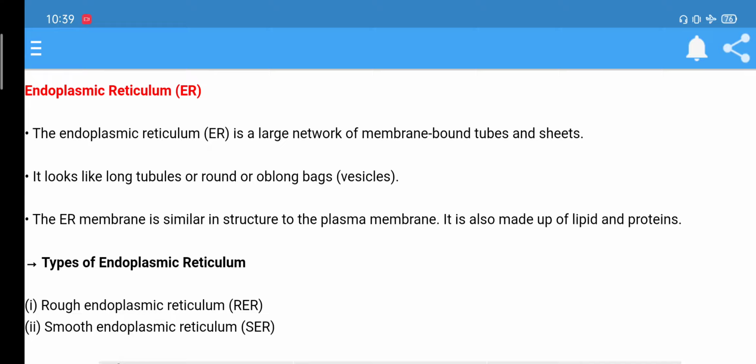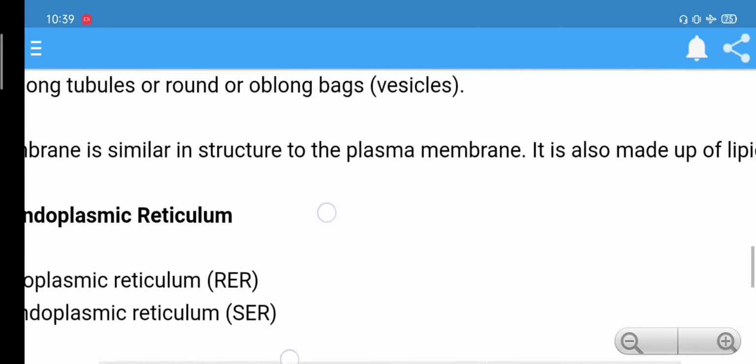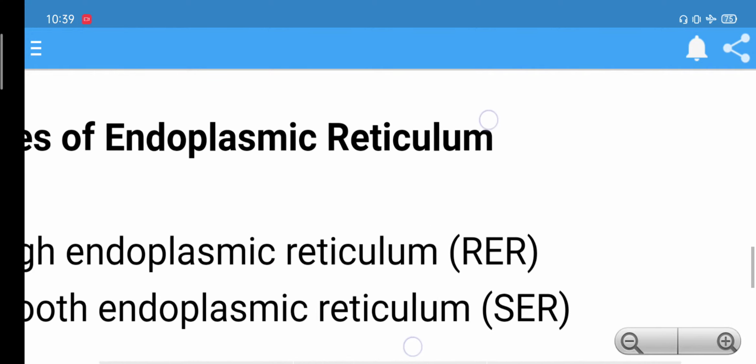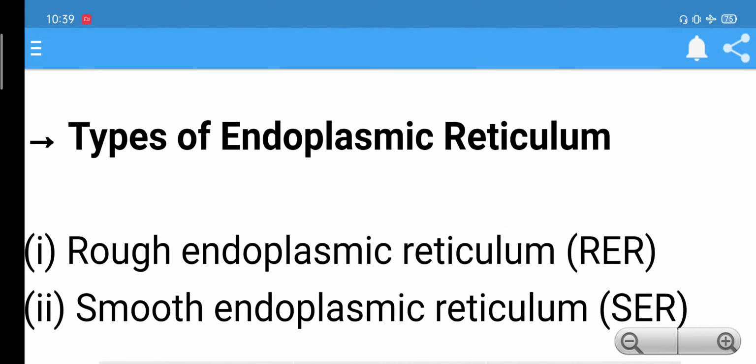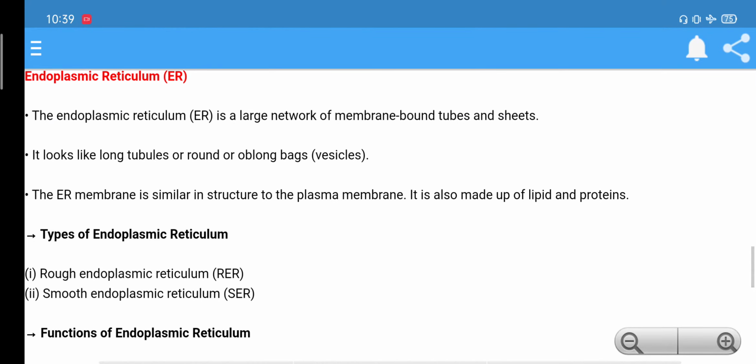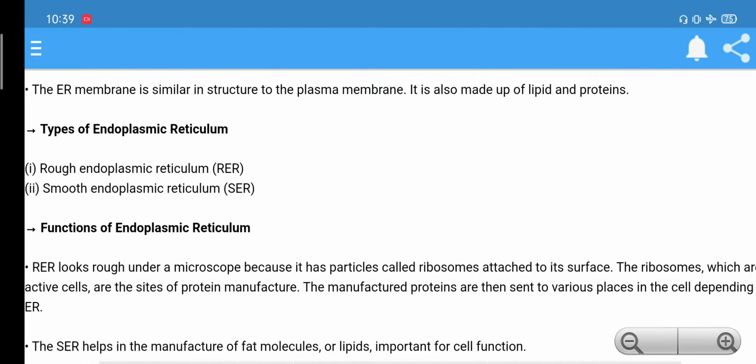The endoplasmic reticulum is made up of lipids and proteins. Here are the types of endoplasmic reticulum. Number one is rough endoplasmic reticulum and number two is smooth endoplasmic reticulum. Now there are functions of rough and smooth endoplasmic reticulum.